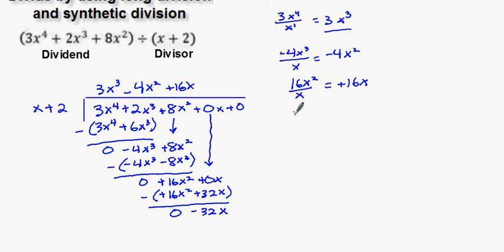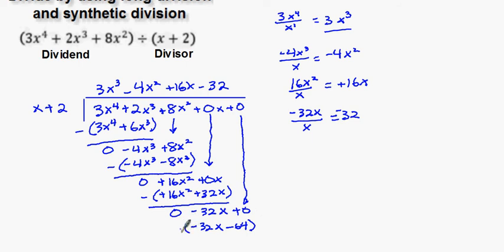So we take negative 32x divided by x, and we get negative 32. So we put minus 32 right here. And we again multiply x by negative 32 and 2 by negative 32. So this gives me, oh, I forgot to bring down my last term here. Plus 0. So I'm going negative 32 times x is negative 32x. And 2 times negative 32 is a negative 64.